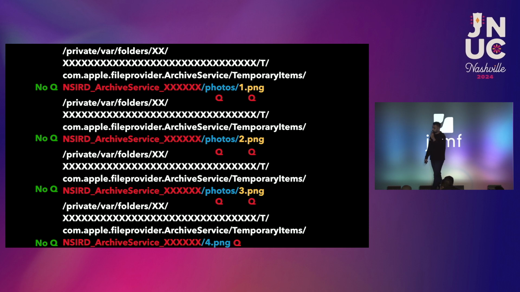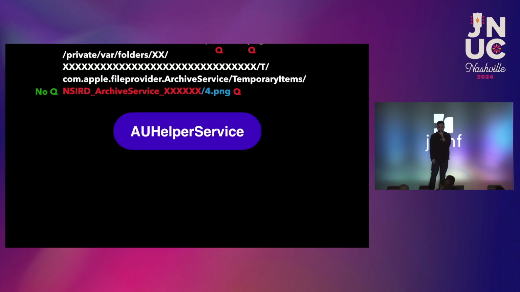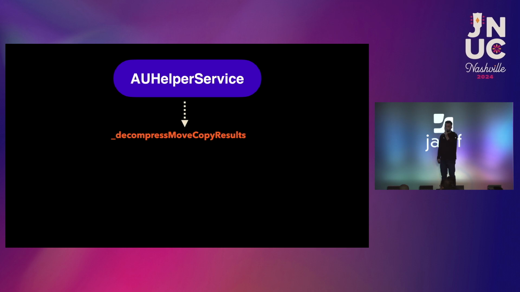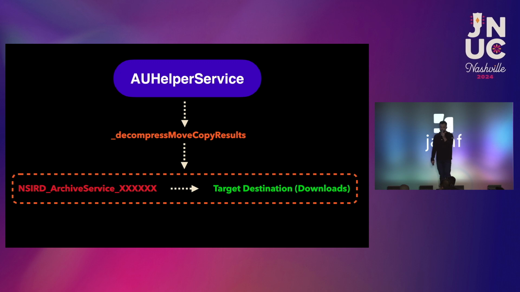So this is what that looks like in that temporary directory. The quarantine attributes apply to the photos, the images, the photos folder itself, but not on the temporary directory. And we'll look at why that's important when it's being renamed. The AU helper service process invokes a function titled decompress move copy results to move the extracted contents from the temporary directory to its target destination. And this is typically the user's downloads folder.